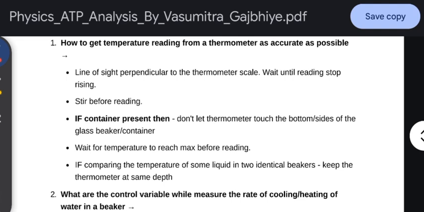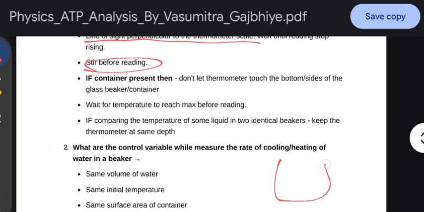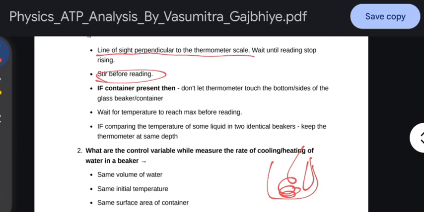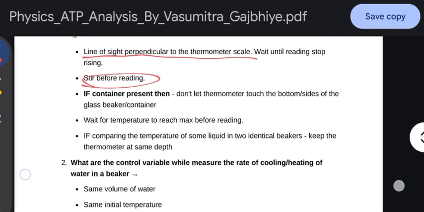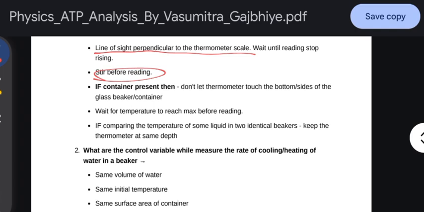Always remember points like keep the side of the eye perpendicular to the scale reading, to avoid parallax error. Stir before reading, because you know why we stir? If you stir before reading and then measure the temperature, the advantage is that there will be even distribution of the temperature everywhere. Okay, so it's not that one place has a high temperature and the other has lower, so your reading might be affected if you take it at different places. Now if a container is present, don't let your thermometer touch the sides of the container, the glass beaker or whatever it is. Okay, it should not touch the sides of the container.